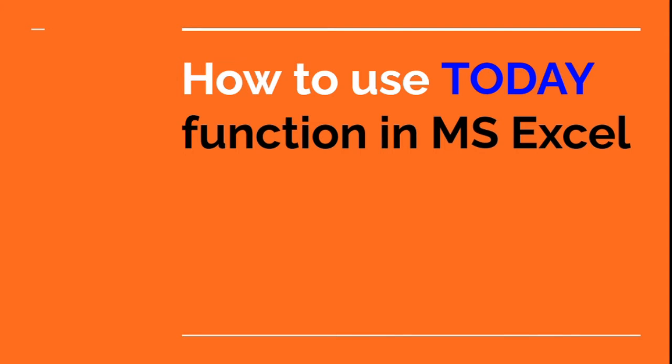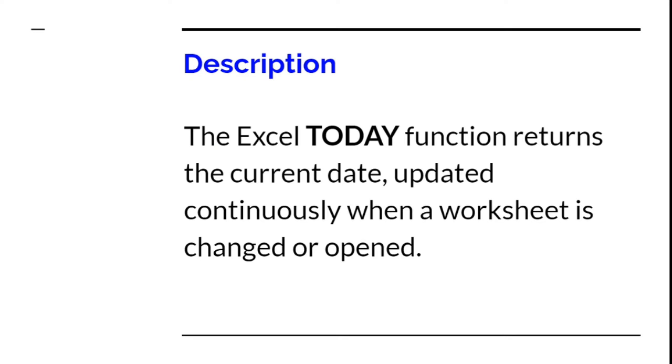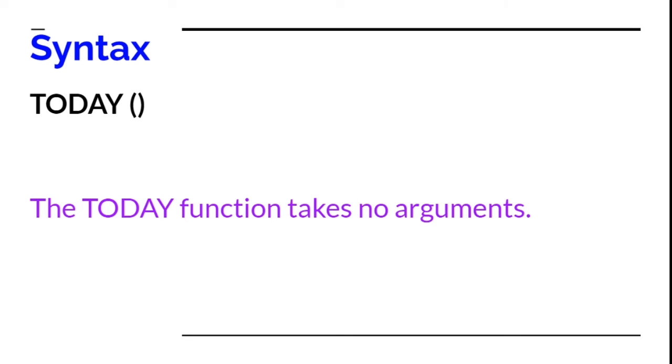Today I am going to discuss one of the most useful Excel functions, which is the TODAY function. Now, the TODAY function brings us the current date, which is the date of today. Now the syntax is TODAY, first bracket, second bracket, and it takes no argument. Now let us try to understand with an example.